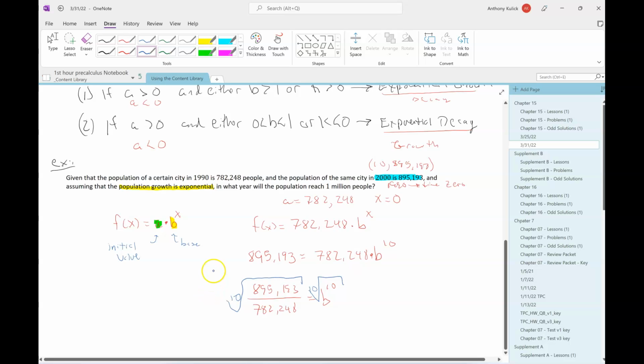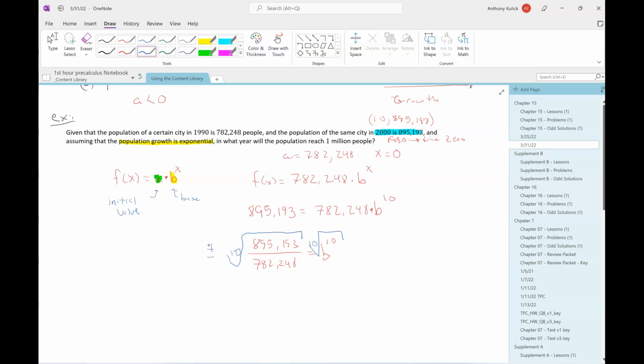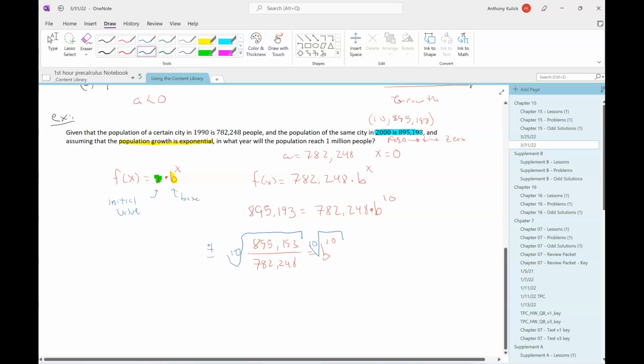And because this is an even root, what do we have to remember when we do this to both sides? We get a plus or minus, just like when we square root both sides. The index for a square root is 2. The index for the 10th root is 10. Since they're both even roots, they both get plus or minuses.